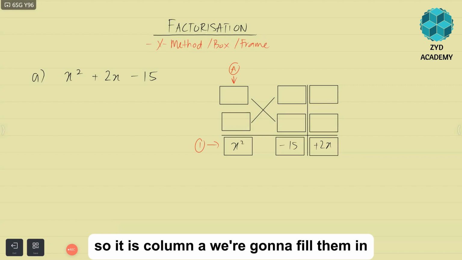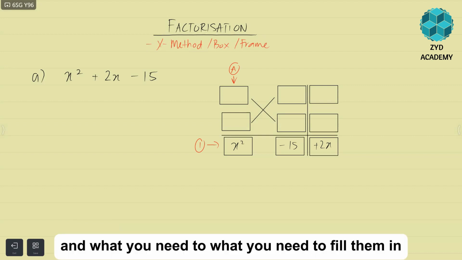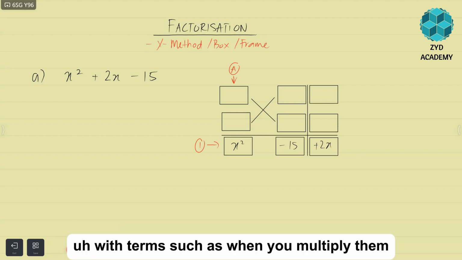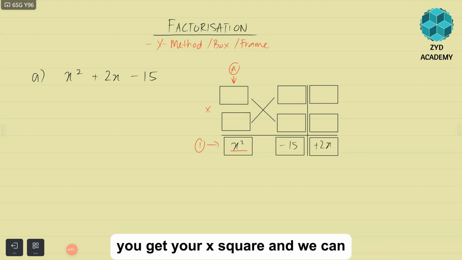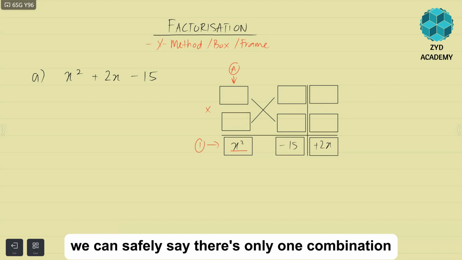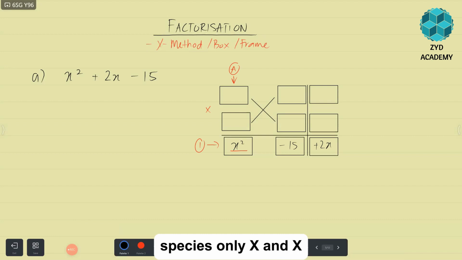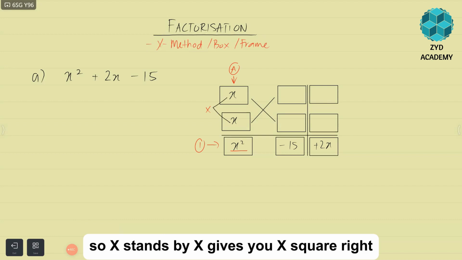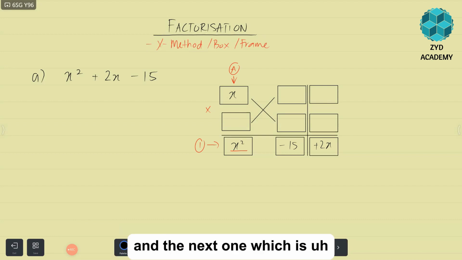We're going to fill them in, and what you need to fill them in with are terms such that when you multiply them, you get your x squared. And we can safely say there's only one combination, which is only x and x. So x times x gives you x squared, right? And the next one, which is column B, is the same thing.